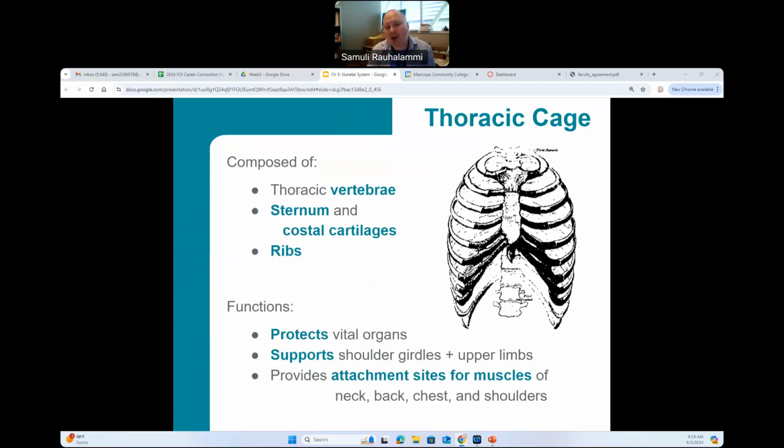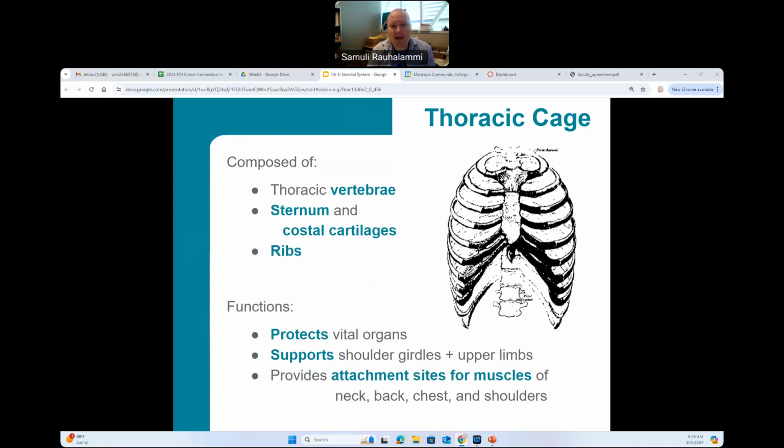In terms of the functions of the thoracic cage, we see a few different functions: protecting vital organs within this space, so heart and lungs enclosed inside there; also supporting the shoulder girdles and the upper limbs; and providing attachment sites for many muscles that we have.